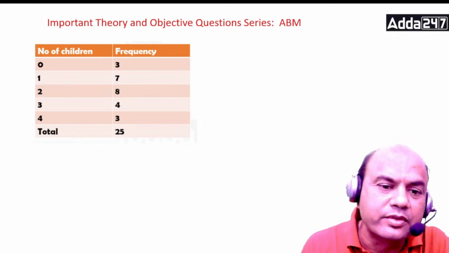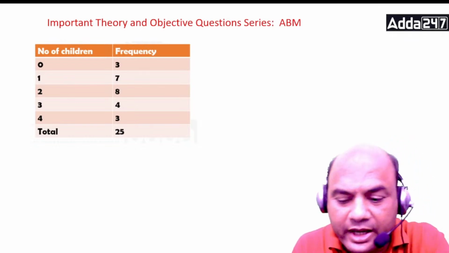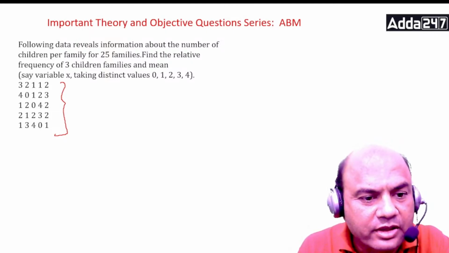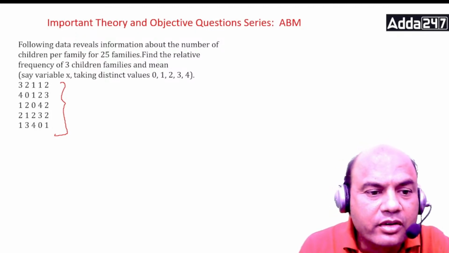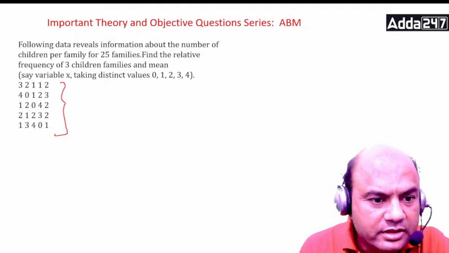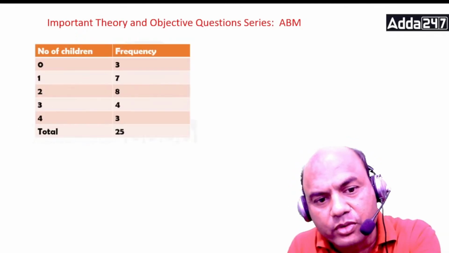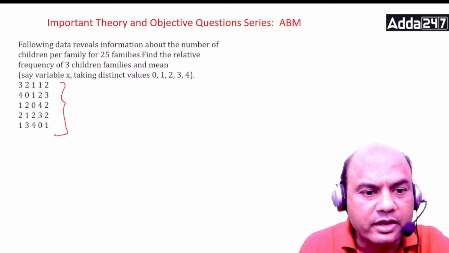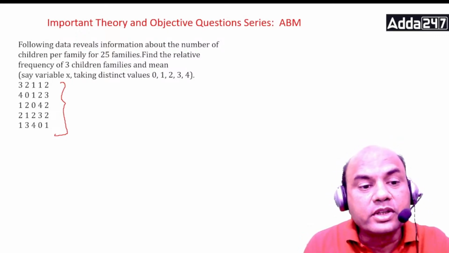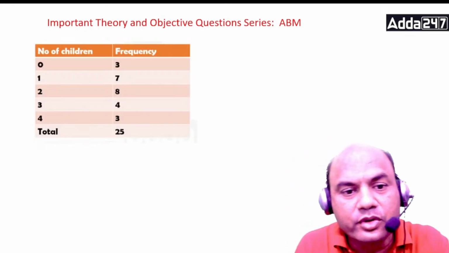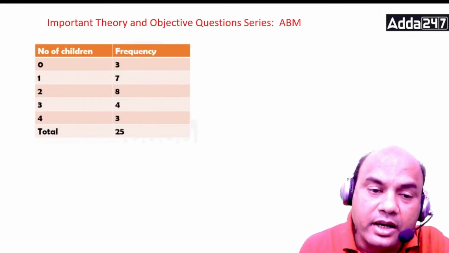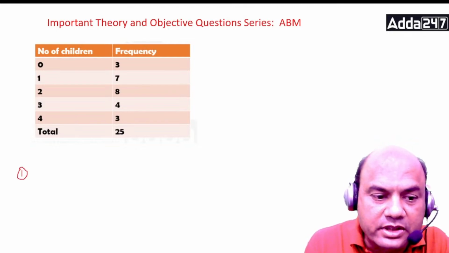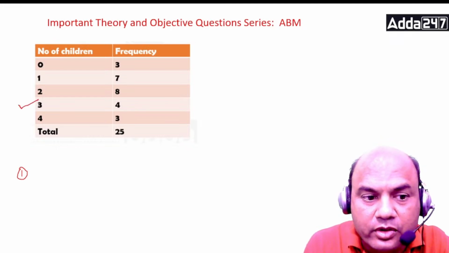Go on plotting each one of these. 2 is coming 8 times. 3 is coming 1, 2, 3, 4. 4 is coming 3 times. Look at this, 1, 2 and 3. So this is a method of doing it. So you have done the frequency now. Now what is your target? First your target is relative frequency. What is the relative frequency of the 3 children family? This one you want to find out.